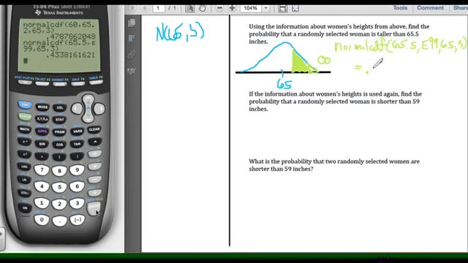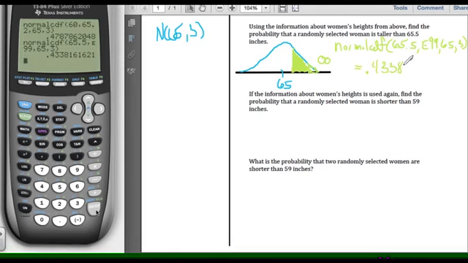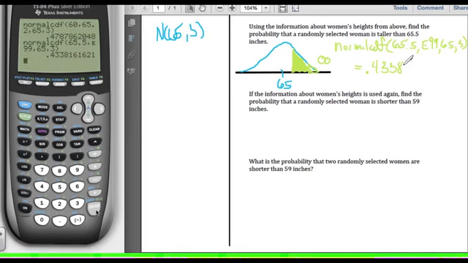I get 0.4338, or about 43%. So 43% of women are taller than 65.5 inches tall. That's 5 foot 5.5.